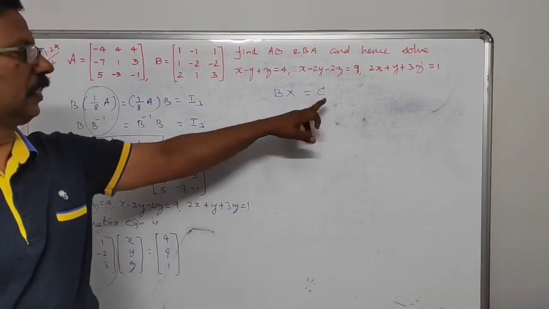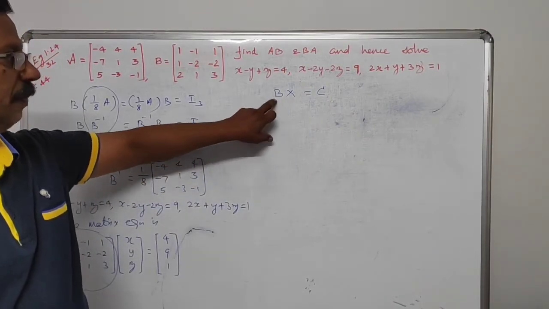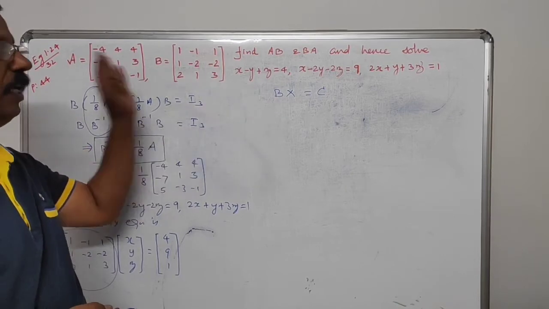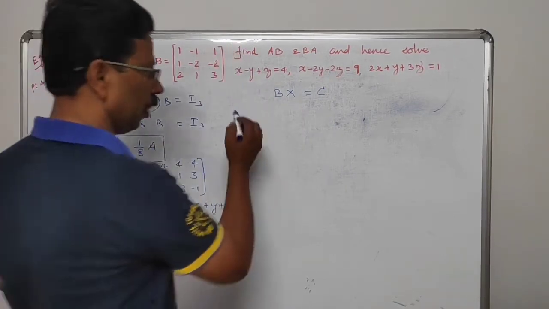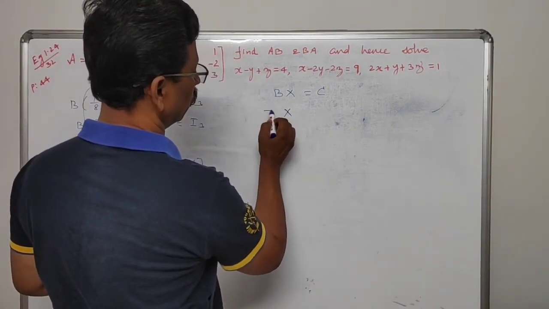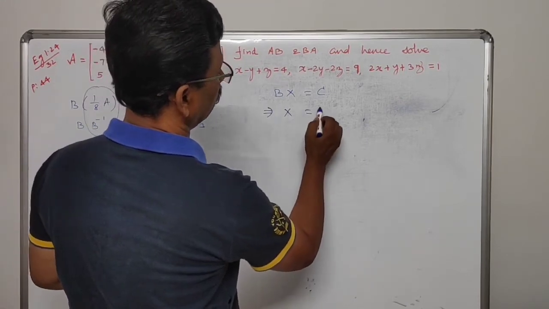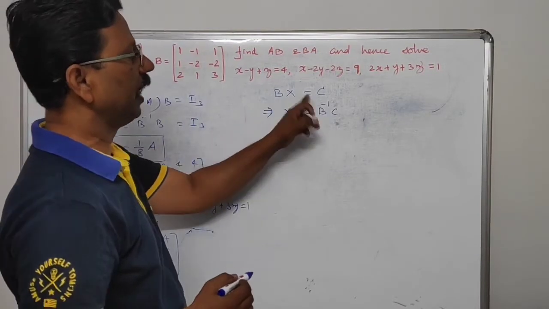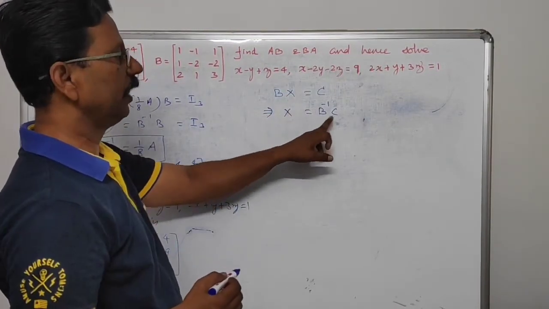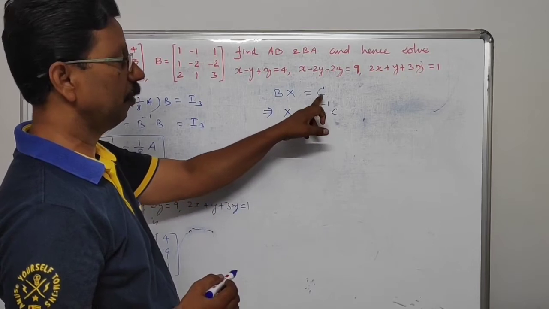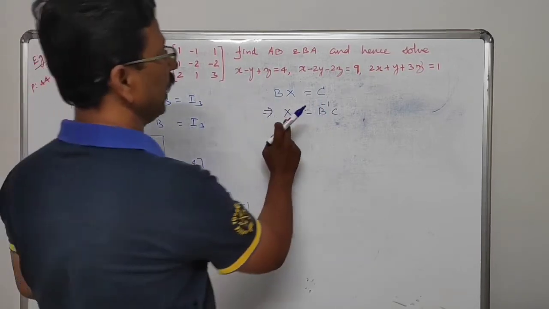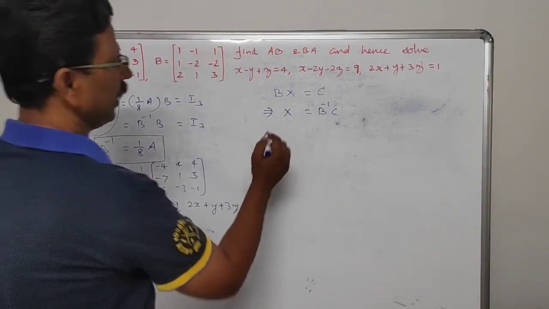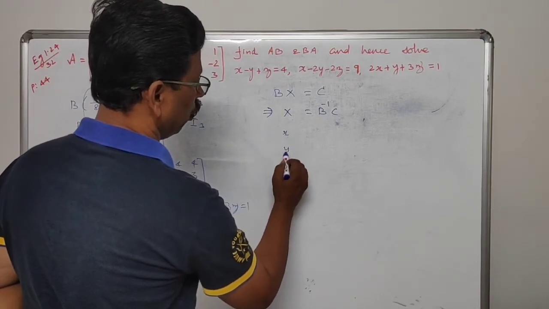If it is like this and you want to find X, you have to eliminate B, so you pre-multiply by B inverse. While multiplying, you get X is equal to B inverse C. If AX equals C, then X equals A inverse C. Because we have pre-multiplied by B inverse to eliminate this B, we got X equal to B inverse C. Now X here you can say X, Y, Z.